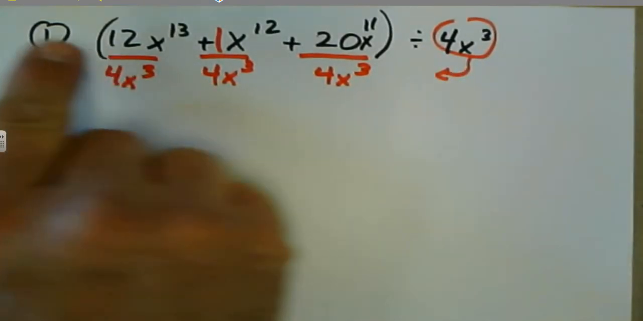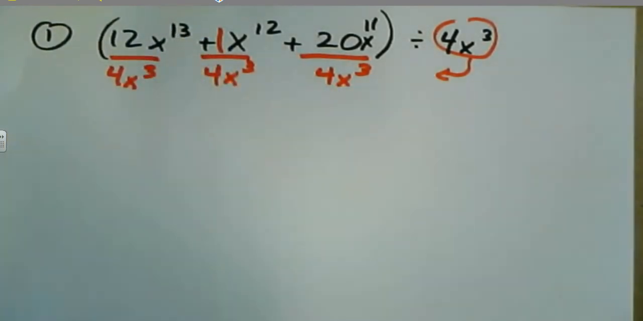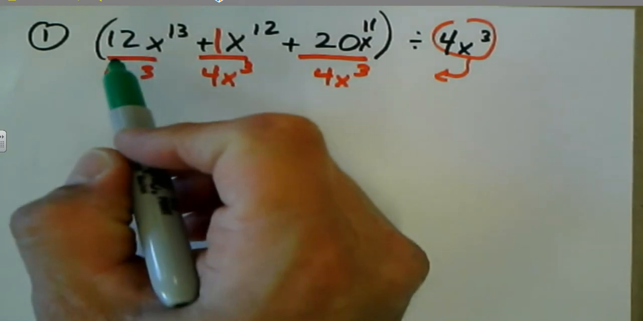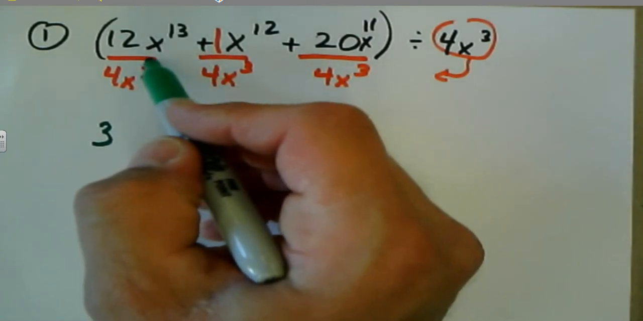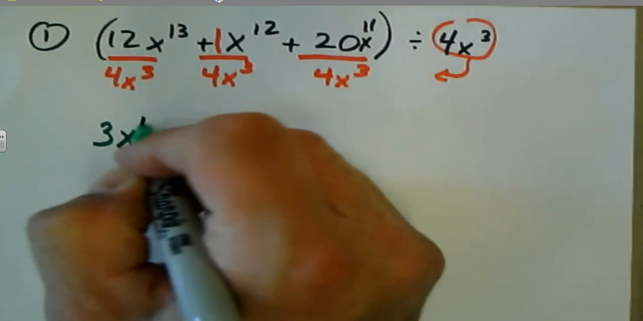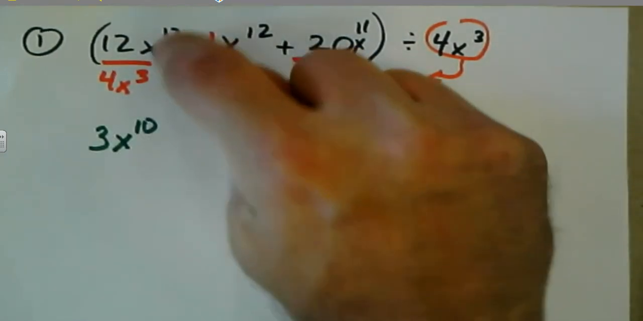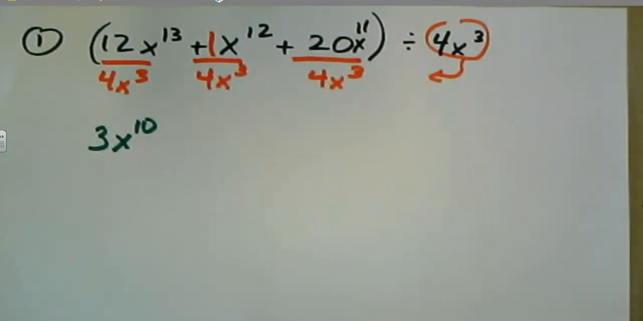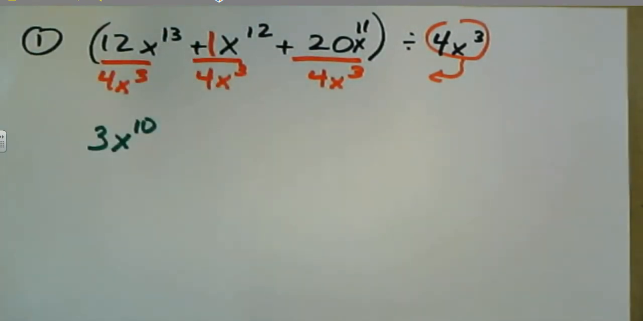What does that mean? That means we're going to divide the coefficients and we will subtract the exponents, just like we did early on at the beginning of the year. So we have 12 divided by 4. What is 12 divided by 4? 3. 13 minus 3 is 10. Close. 10. We divided the coefficients and subtracted the exponents. When we did multiplication, we multiplied the coefficients and then we added the exponents.